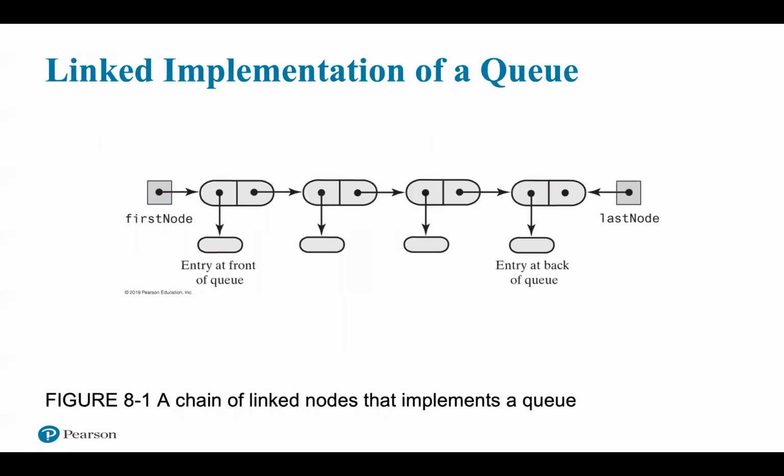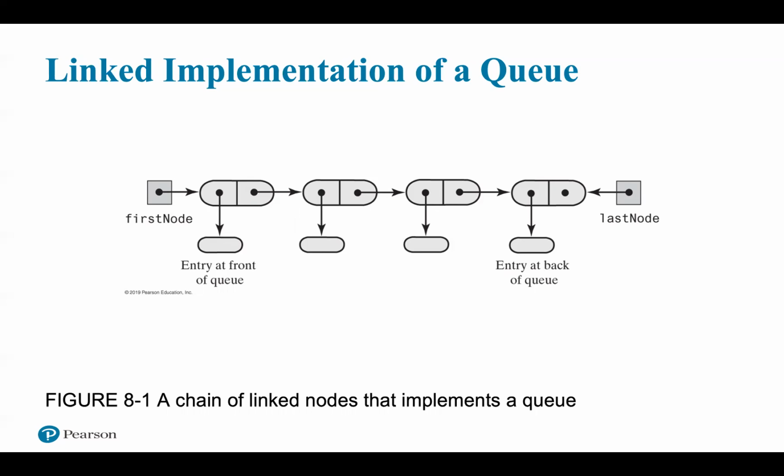So let's begin with the linked implementation of a queue. If we use a chain of linked nodes to implement a queue, the two ends of the queue will be at opposite ends of the chain. If we have only a head reference to the chain, accessing the chain's last node will require a traversal of the entire chain, making the access inefficient. Adding a tail reference, an external reference to the last node in the chain, is one approach to the problem, and the one we will take here.